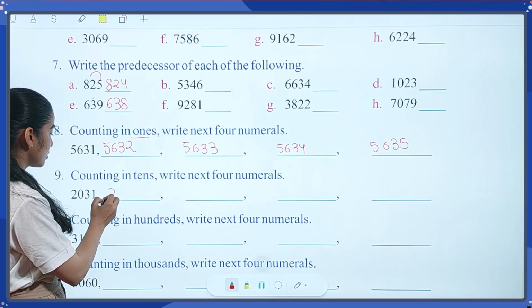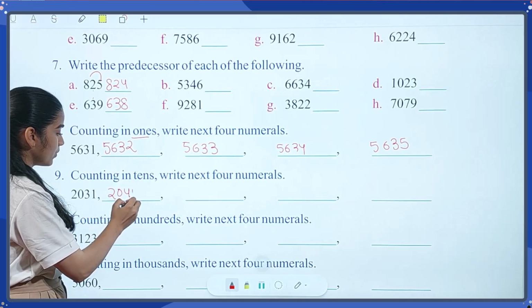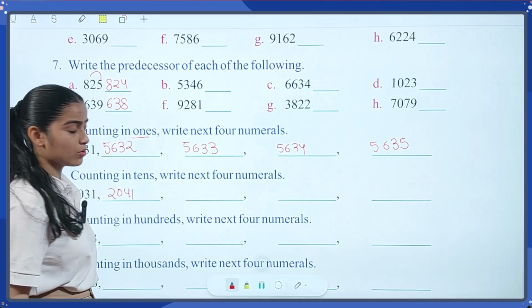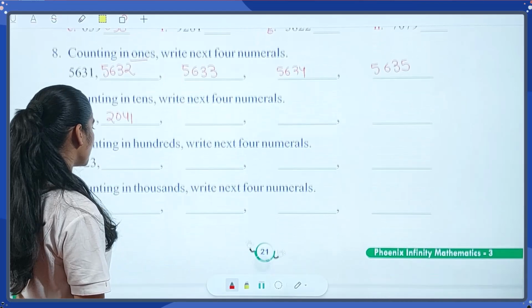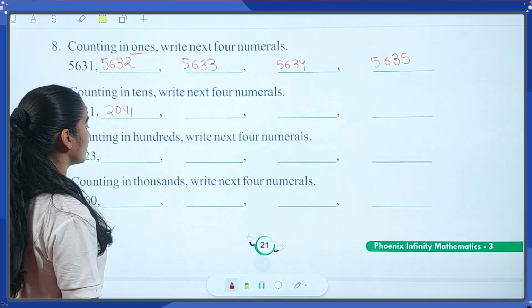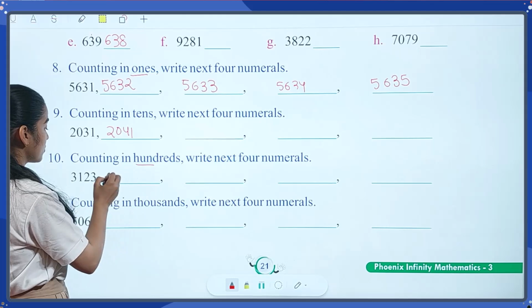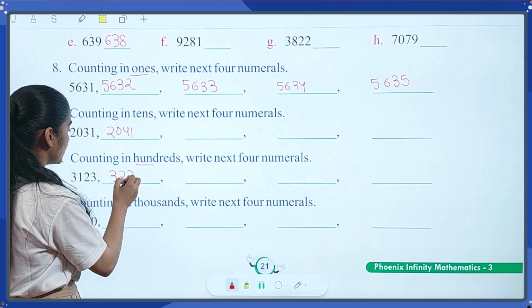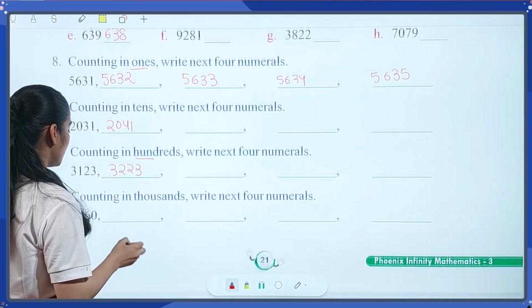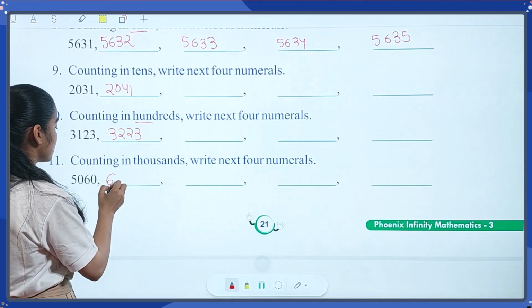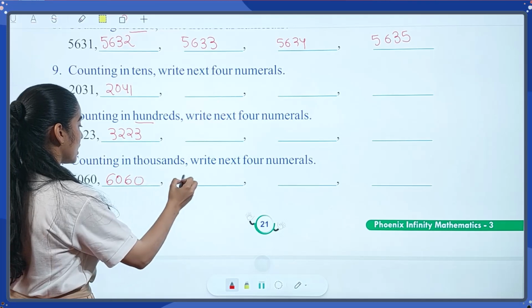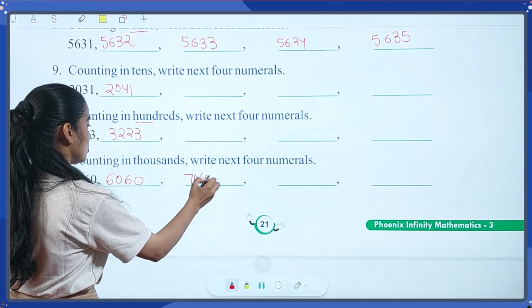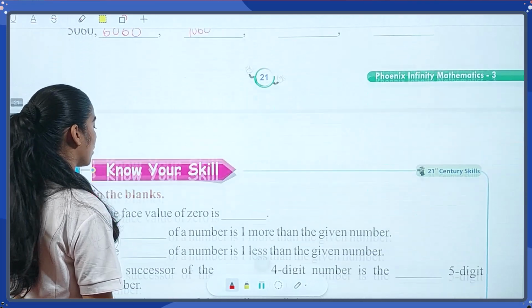Now counting in tens, write the next 4 numerals. So 2041. You can write the rest on your own as I do similarly. Counting in hundreds, write the next 4 numerals. So in hundreds, so it means 3223. So you have to write it. Now in thousands, so 6060, 7060. So completed, students.